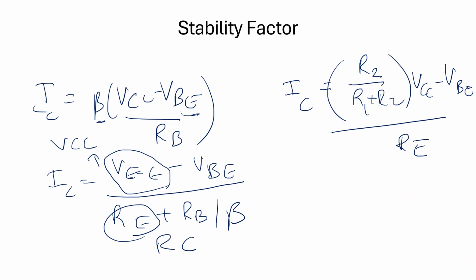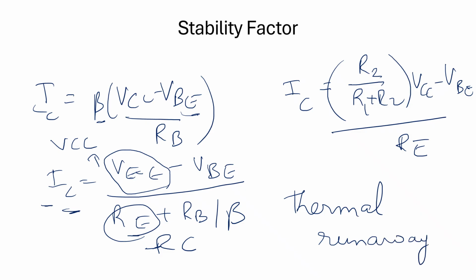What are the factors that affect the stability of the operating point? The temperature dependence of IC, the change in VBE and beta due to the replacement of transistor. There is another component called thermal runaway. In case we are not designing suitable values of RE, RC, then the value of IC will be more. As the current increases, the temperature will also increase and drastically lead to breakdown of the device. This concept is called thermal runaway.